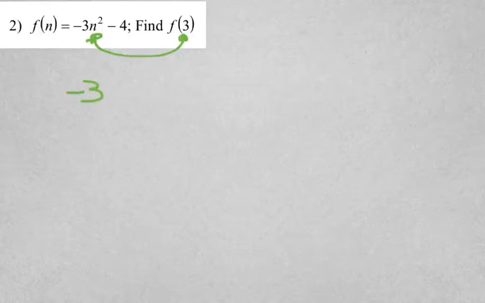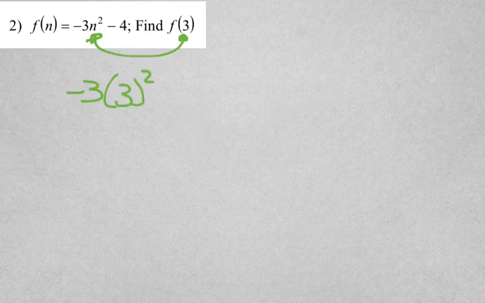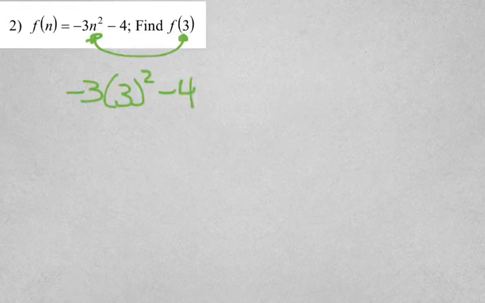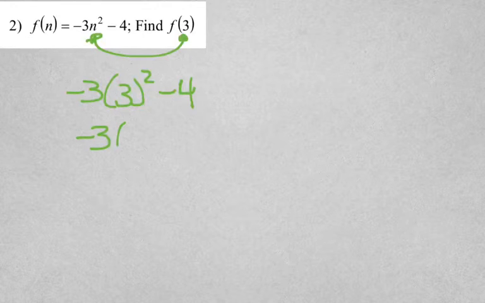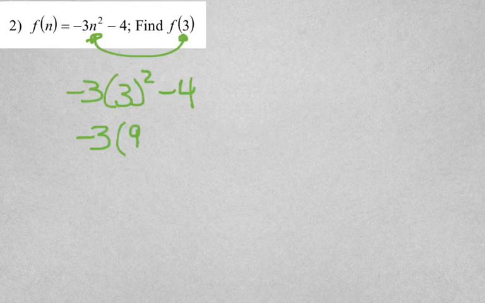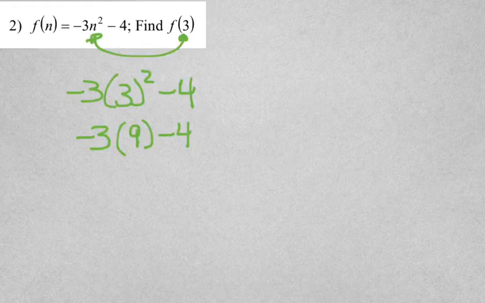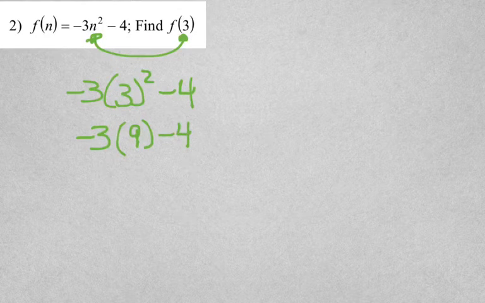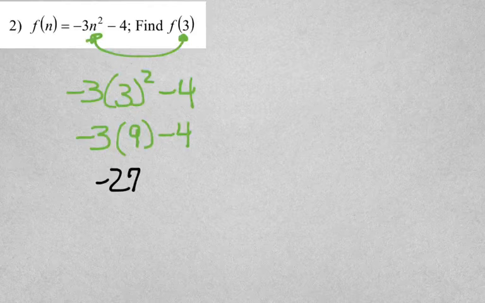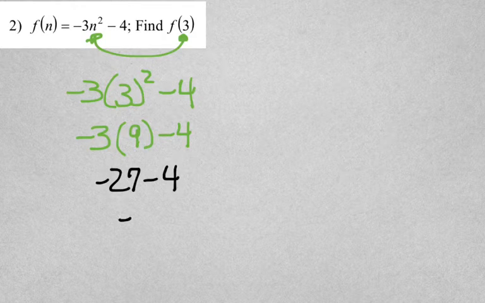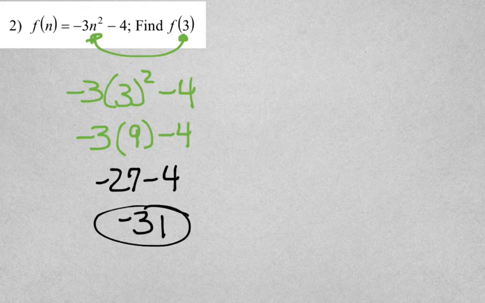So when we look at this next one, this time I'm plugging in a 3 into my n. So negative 3 times 3 squared minus 4. So I need to square that 3 first. So negative 3 times 3 squared is 9 minus 4. Now I need to do my operations, multiplied by 3. So that's going to be negative 27 minus 4. And that gives me a negative 31. That's my answer.